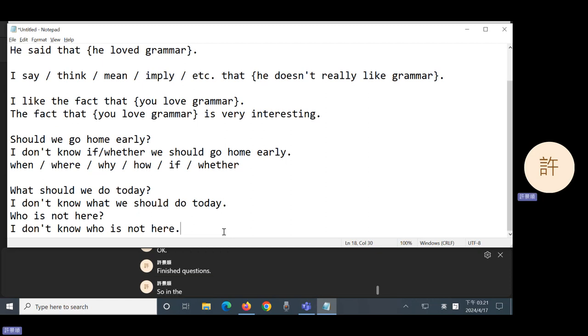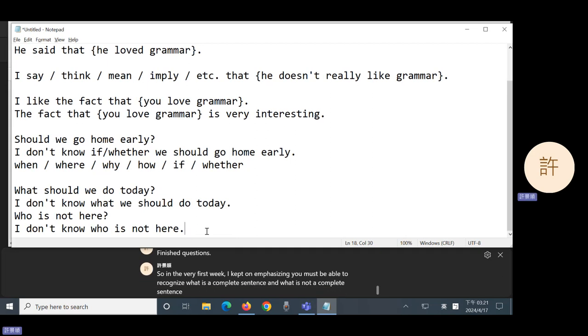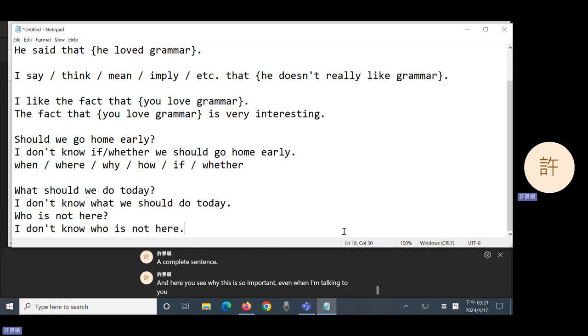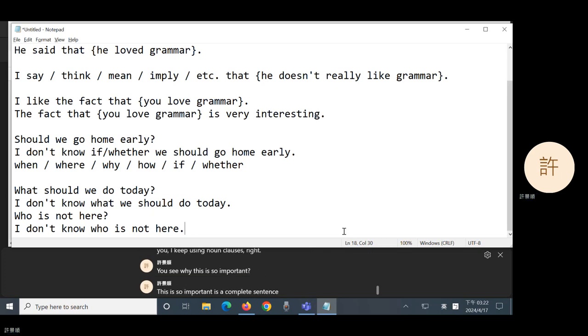So in the very first week, I kept on emphasizing, you must be able to recognize what is a complete sentence and what is not a complete sentence. And here you see why this is so important. Even when I'm talking to you, I keep using noun clauses, right? You see why this is so important. This is so important is a complete sentence. The fact that people always use noun clauses all the time, that is also a noun clause, tells you how important this grammar concept is.